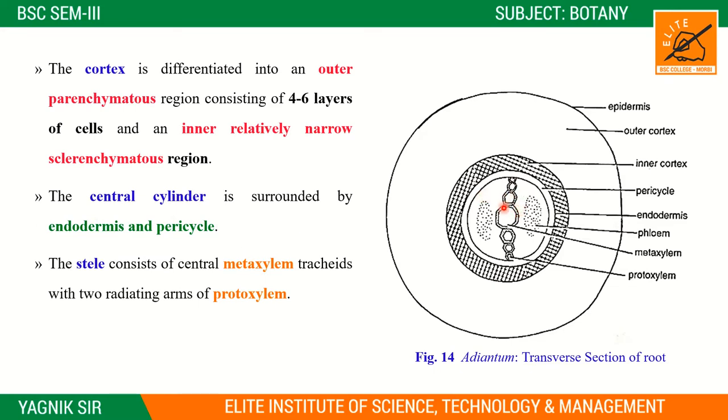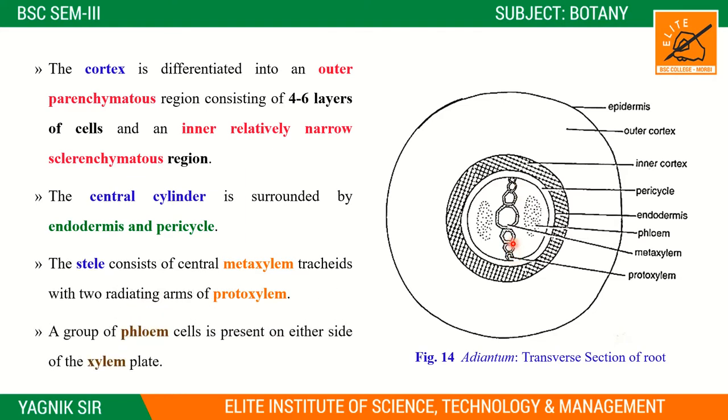Now the stele consists of the central metaxylem, right? Here the central metaxylem, and 2 radiating arms of protoxylem. Here in this vascular system, metaxylem and protoxylem are present, right? And the metaxylem is on the inner side, and this is a large part, right? This is called metaxylem tracheids, and here 2 radiating arms are present, and these radiating arms are called protoxylem, right?